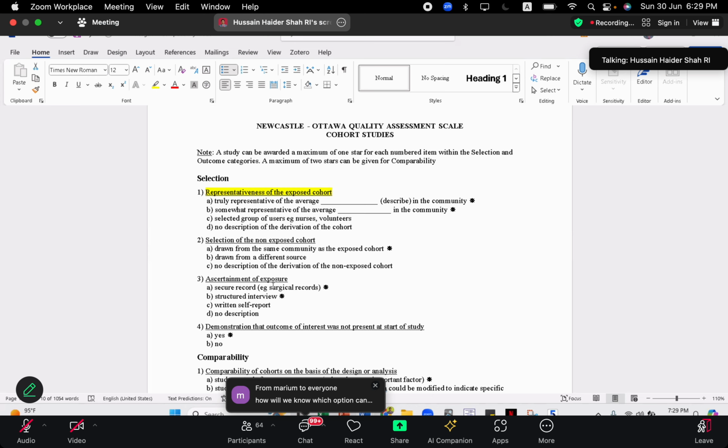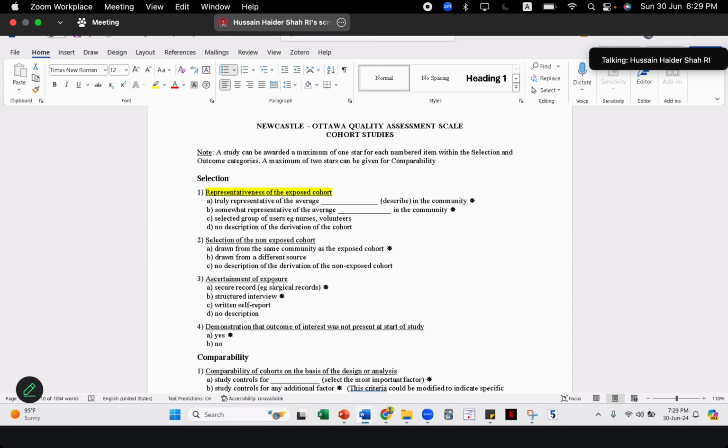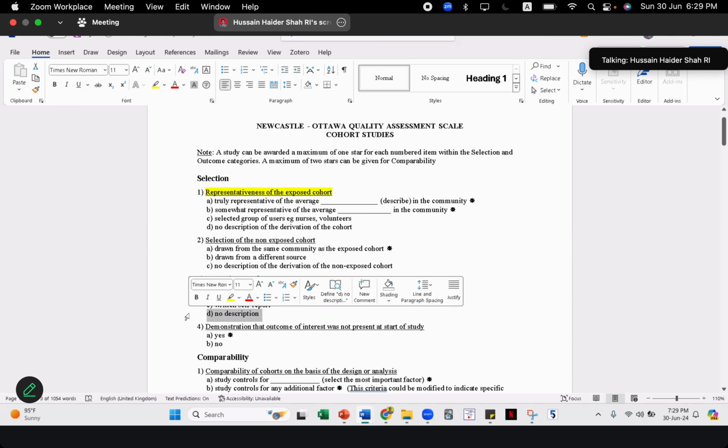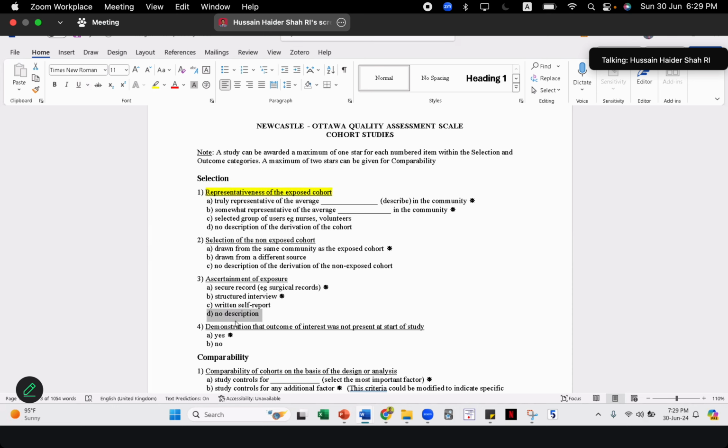You read the methodology of the cohort study which you are about to include in your meta-analysis. Somewhere in the methodology, or in the limitations or the discussion section of the study, it is mentioned how they made sure whether there is a selection of the non-exposed cohort, whether there is a true representation of the exposed cohort. All these questions are addressed somewhere in the manuscript. If they are not addressed, you just say there is no description, and we won't give it a star. Up till now, it is clear.